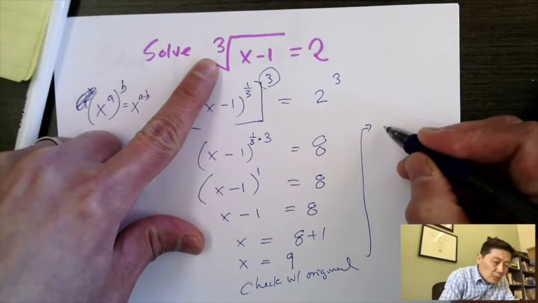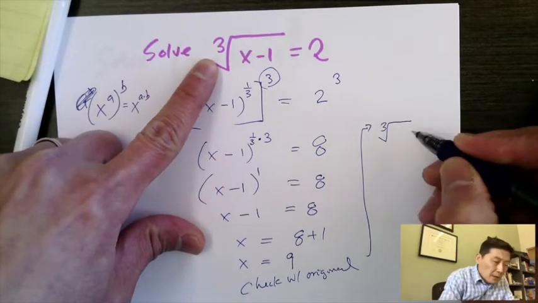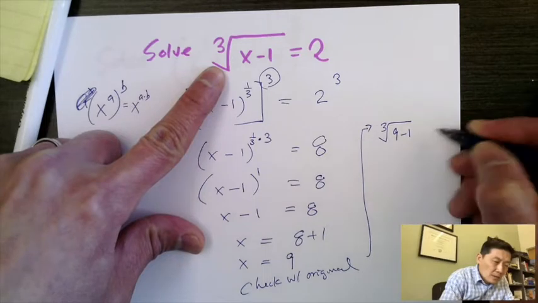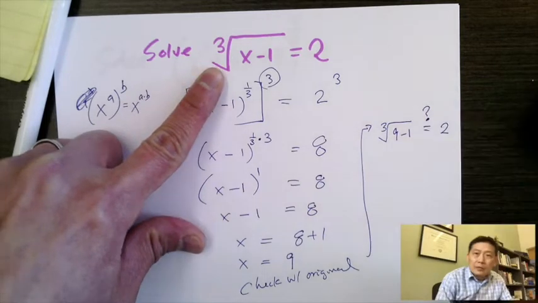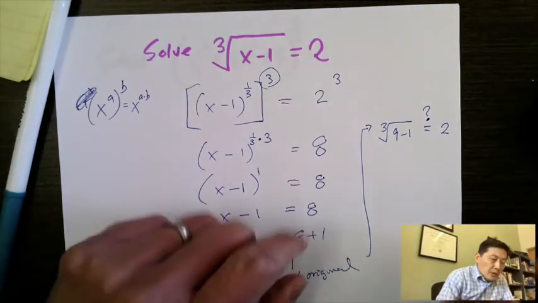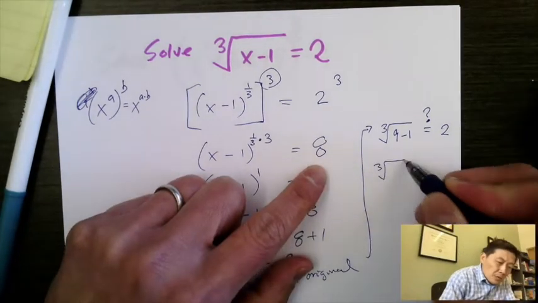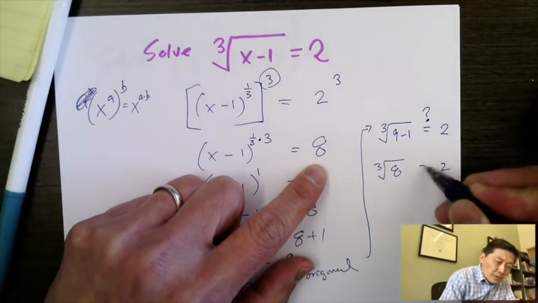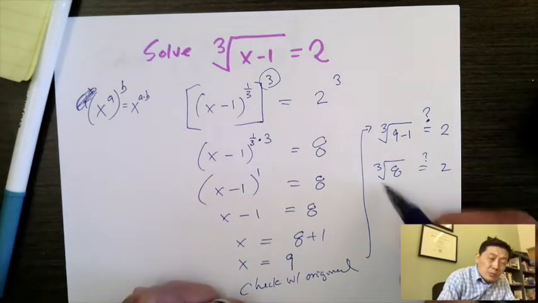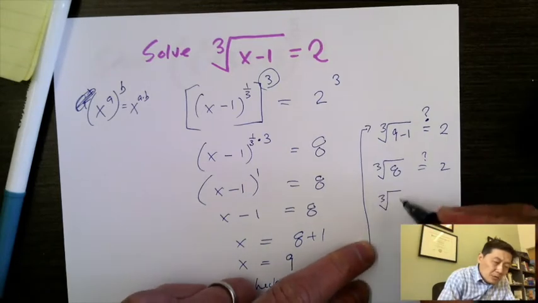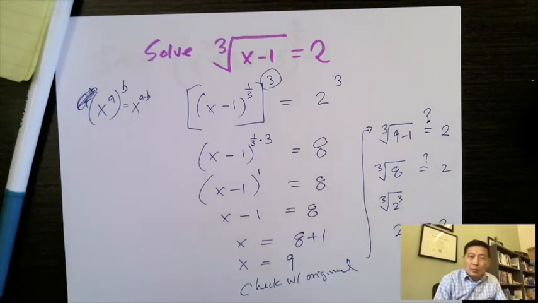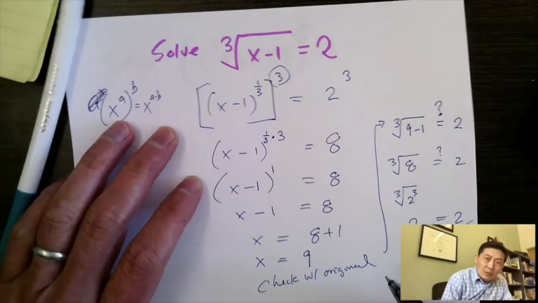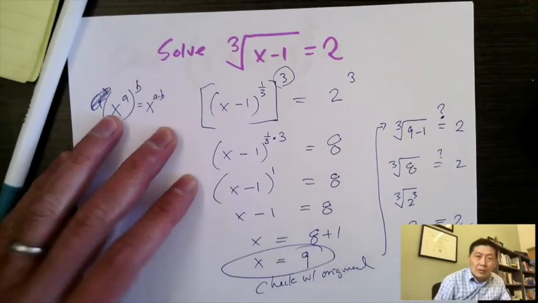So we got cube root of 9 minus 1, and then 2 on the other side, and then there's an equal sign, but we don't know if it's true, so put a question mark there. In this case, it becomes cube root of 8, equals 2, question mark. Now cube root of 8 is just cube root of 2 to the 3rd power, which simply means 2. So 2 is indeed 2. So we say, okay, this answer checked out. Our answer is 9.